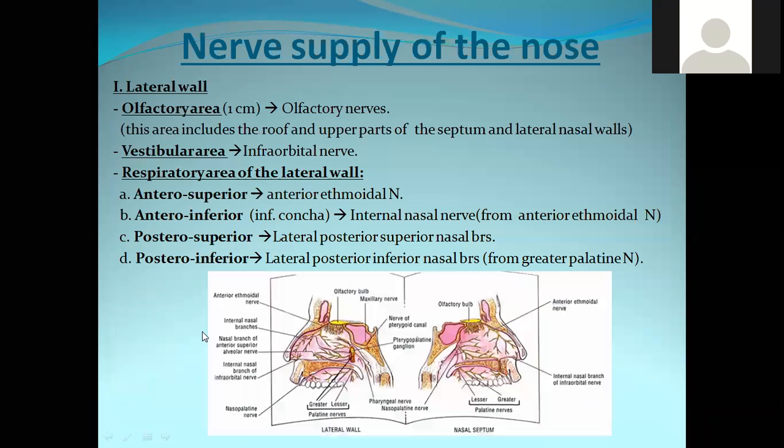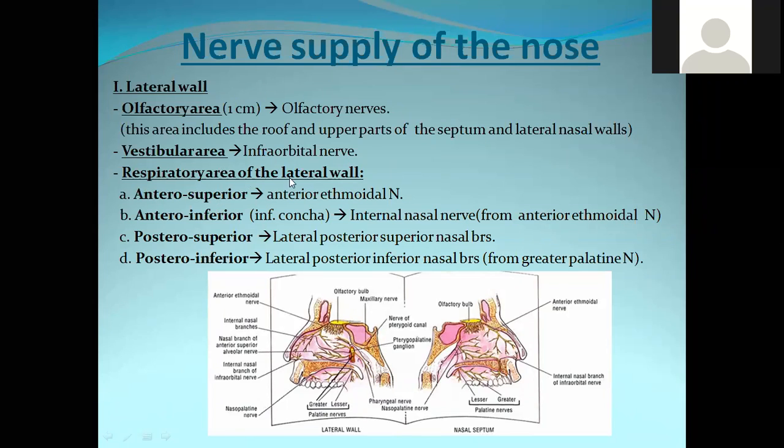Now, the nerve supply of the nose overall, the lateral wall, if you see. One is the olfactory area, because the nose has got an olfactory area which is 1 centimeter, and it is supplied by the olfactory nerve, which is for the purpose of sensation of smell. This area includes the roof and upper parts of the septum and the lateral wall of the nose, from where the nasal sensation is carried. Another is the vestibular area. Vestibular means in front, which is supplied by the infraorbital nerve.